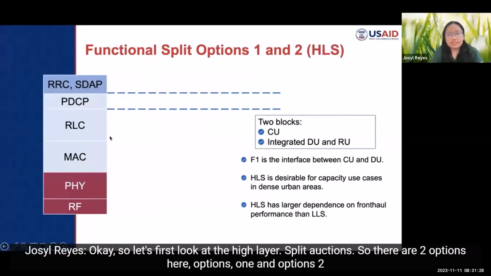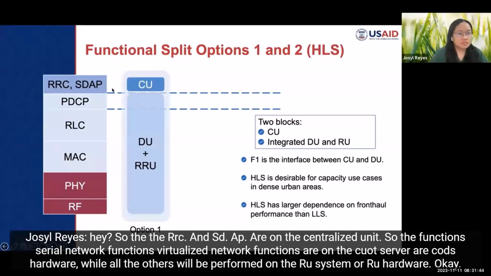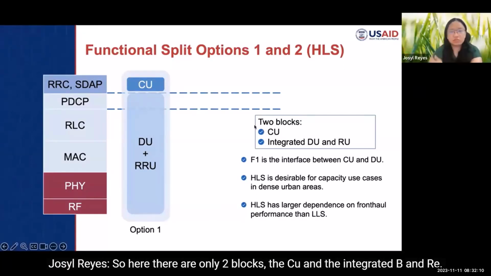Okay, so let's first look at the high layer split options. So there are two options here, option 1 and option 2. For option 1, that is when we separate the following protocol. Okay, so the RRC and SDAP are on the centralized unit. So the functions here, the virtualized network functions, are on the CU COTS server or COTS hardware, while all the others will be performed on the RU-DU system or RU-DU hardware. Okay. So here there are only two blocks, the CU and the integrated DU and RU.